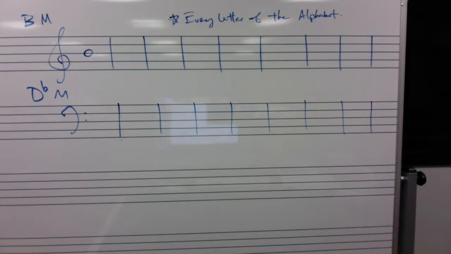What's the next step? Isaac, what do you think? Okay, hold on one second. Hey, come back. Okay, so Isaac says to start with the whole step. Why? Okay, the tetrachord is WWH.